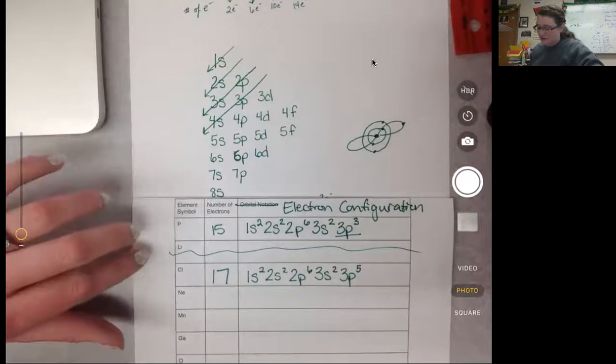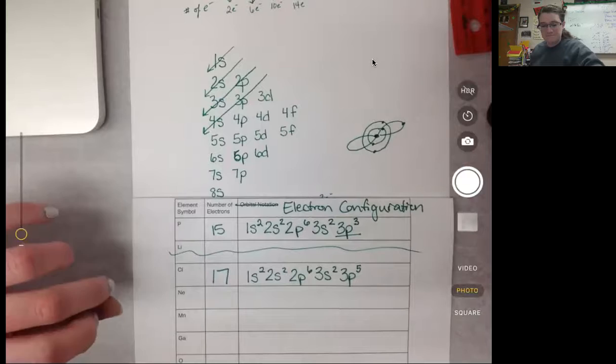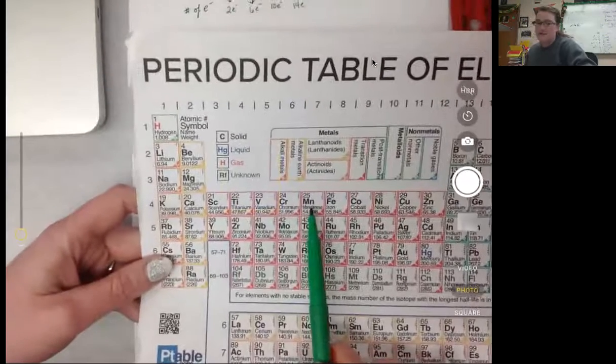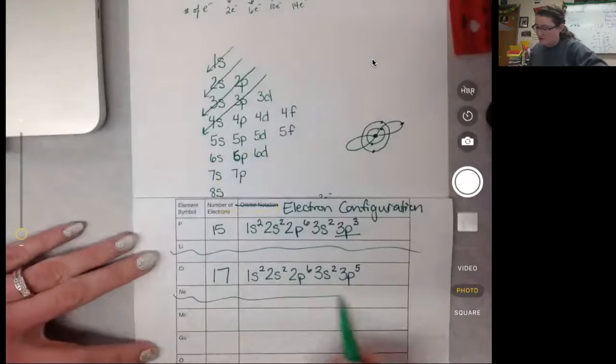Let's look at, sure, we'll do manganese. So manganese is right here. Manganese has 25 electrons.